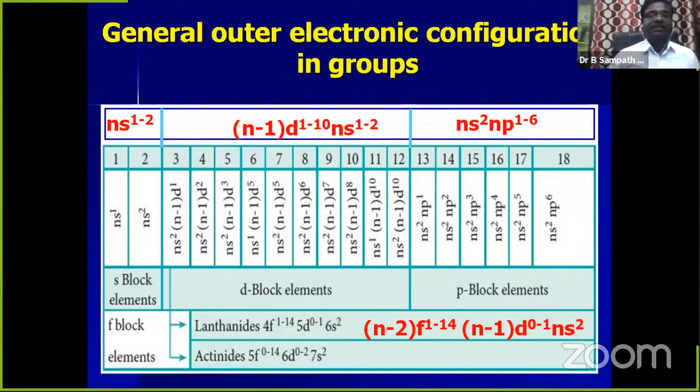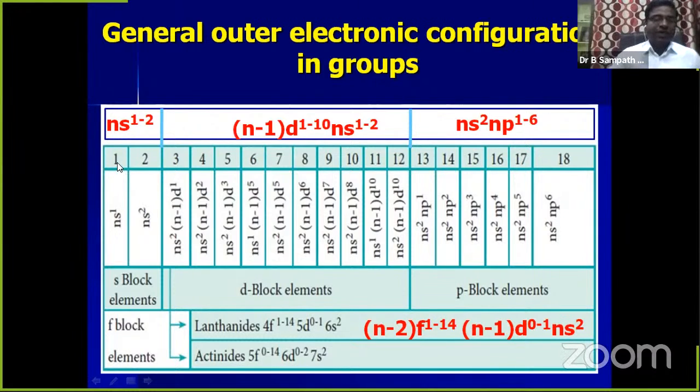Now this is the general outer electronic configuration in groups. Let us see, children, the total groups in the periodic table. Here 18 groups are there: 1, 2, 3, 4, so like that, up to 18 groups are there. In each group, let us see the general outer electronic configuration.